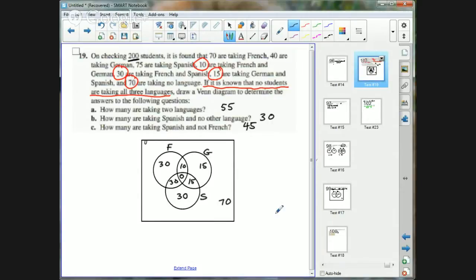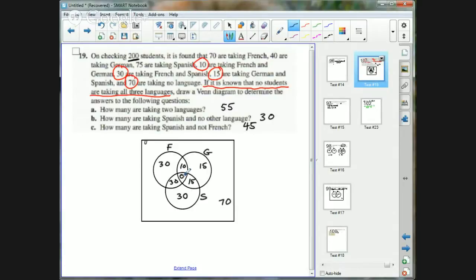Now, remember, Patrick, what you have to do is start with the maximum overlap. In this case, do you see why I underlined it in red? It says it is known that no students are taking all three. I started by typing 0 in right there. So we have a 0 in the very center.